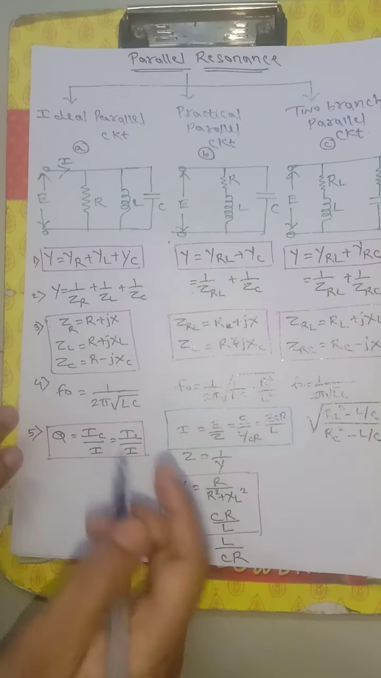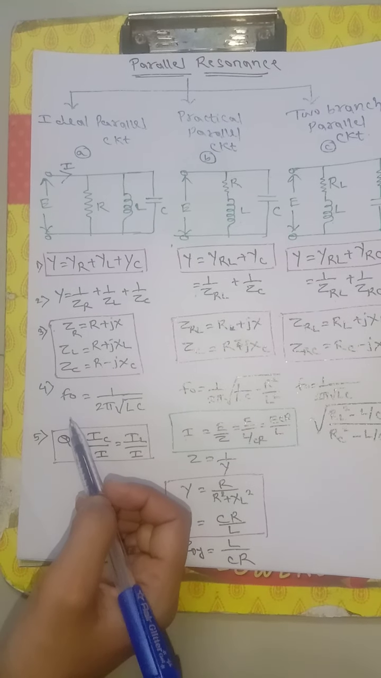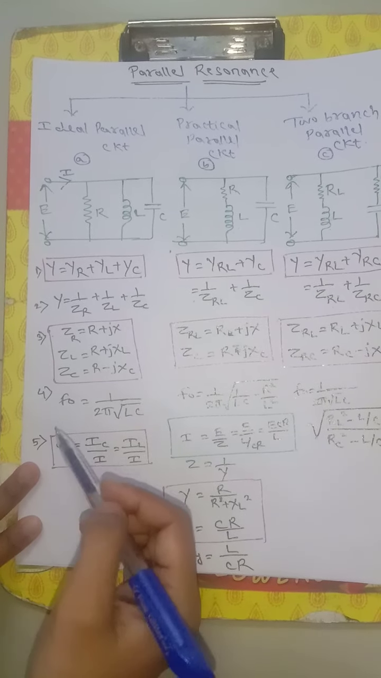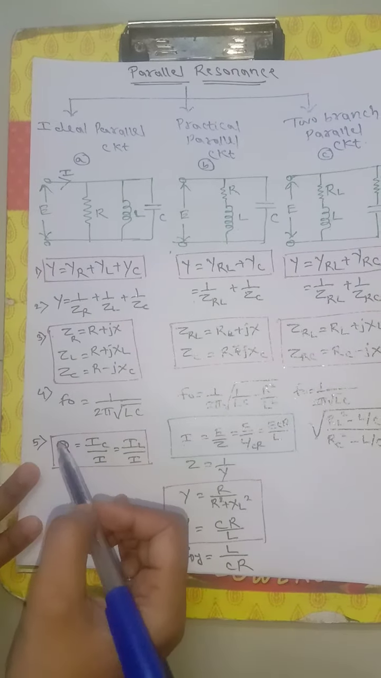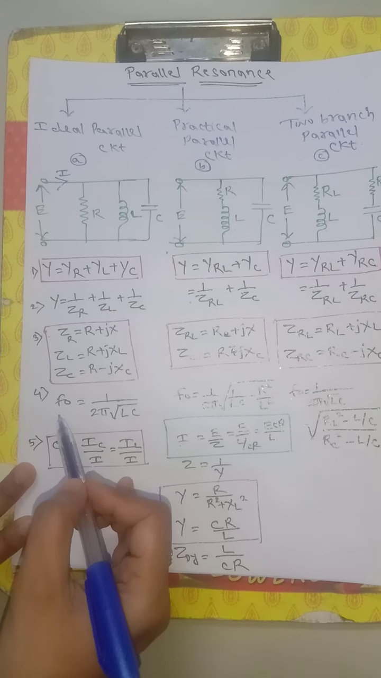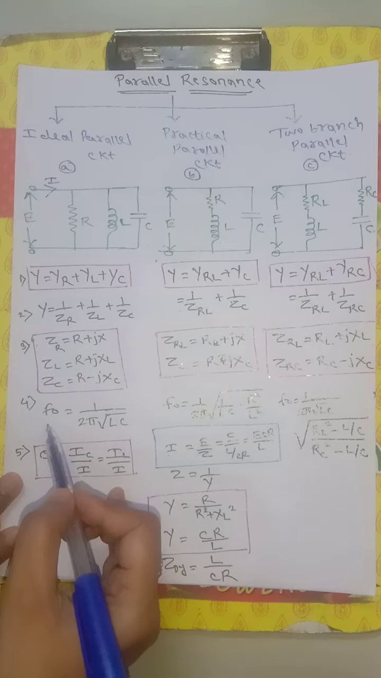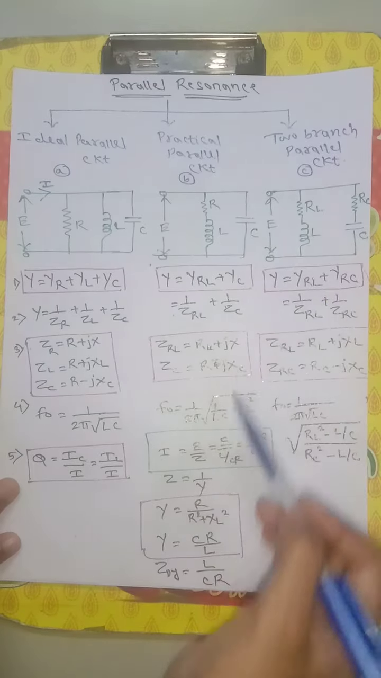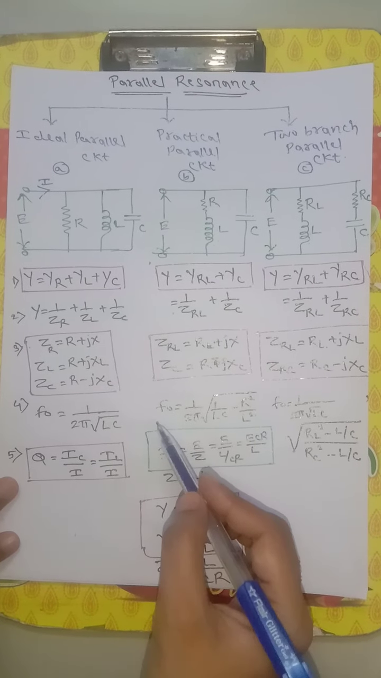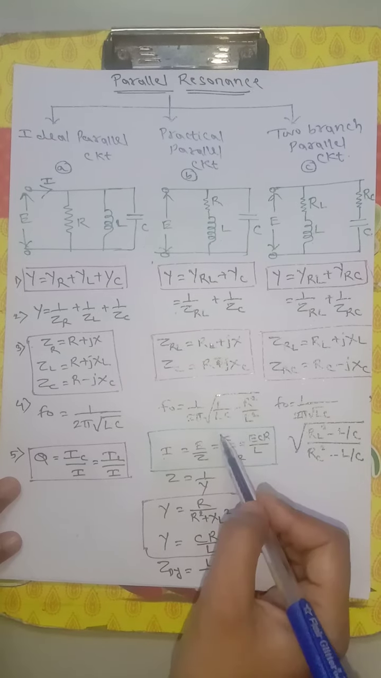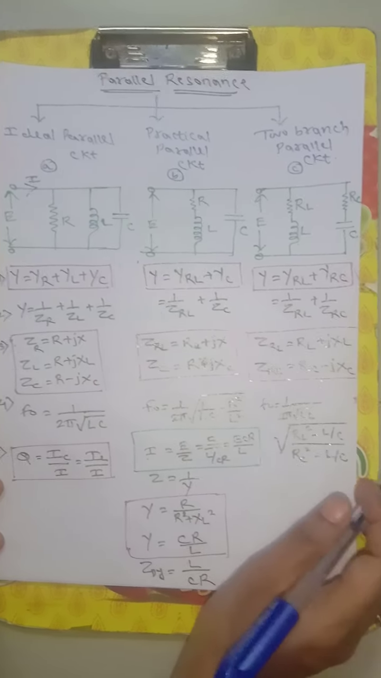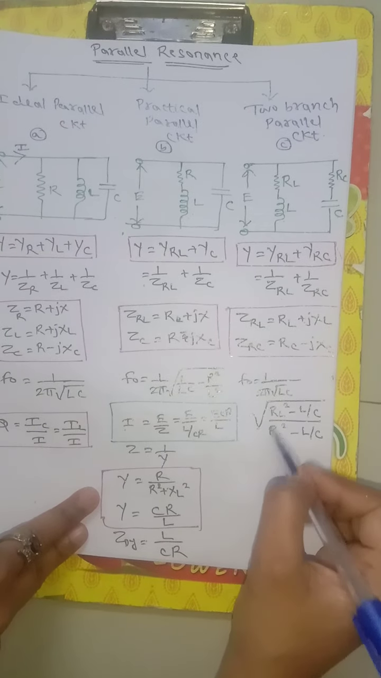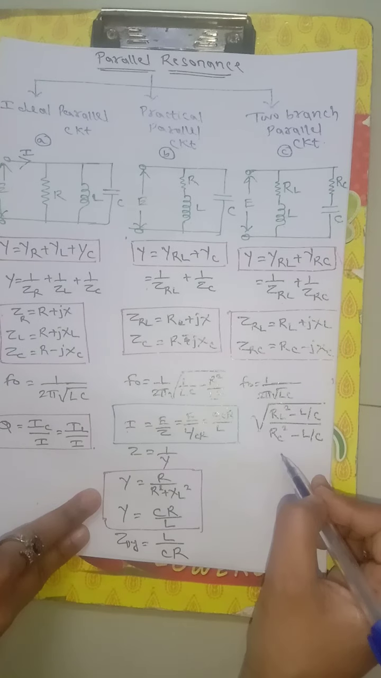Now go for the resonance frequency, because in a frequency selective network we are also interested in calculating the resonance frequency. For the ideal parallel resonance circuit, the resonance frequency is F0 equal to 1 by 2 pi root of LC. Here see the difference: depending on how the components are connected, the resonance frequency will be different. For the practical case, F0 is equal to 1 by 2 pi root of (1 by LC minus R square by L square). Similarly in the two branch case, F0 is 1 by 2 pi root of LC times the root of (R_L square minus L by C) over (R_C square minus L by C).